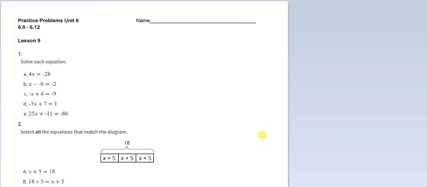Mr. Catlin here, looking at your homework for this week, starting with lesson number 9. And we're going to be going through these lessons and working the problems out together.